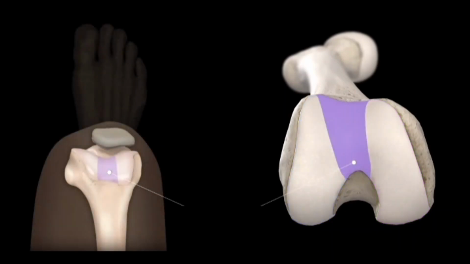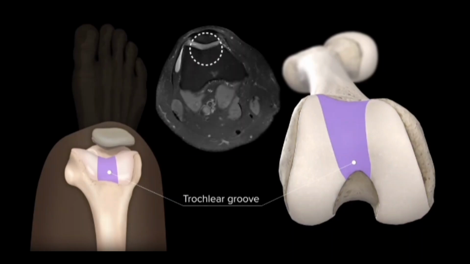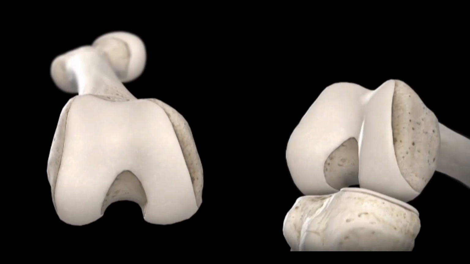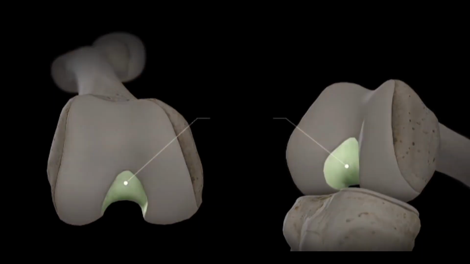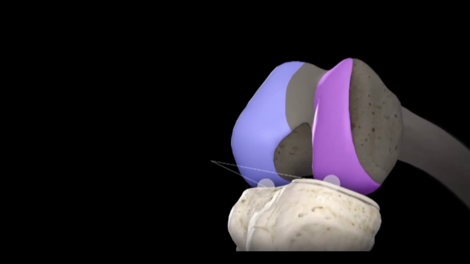The trochlear groove, located between the medial and lateral condyles on the anterior aspect, is the articular surface for the patella. As we transition posteriorly to a non-articular region, the trochlear groove is also referred to as the intercondylar notch or intercondylar fossa. The medial and lateral condyles are the knuckle-like surfaces of the distal femur. They articulate with the tibial plateau.